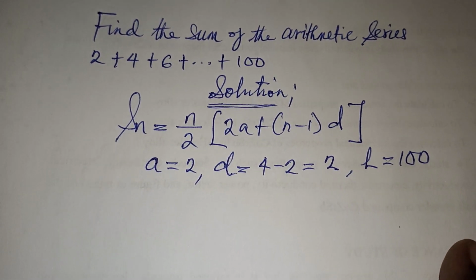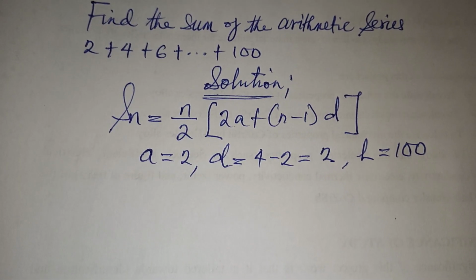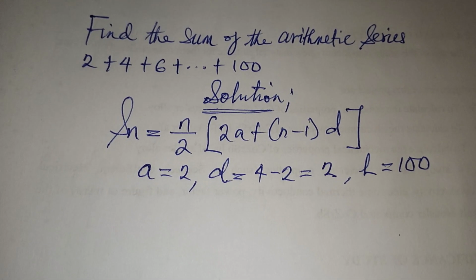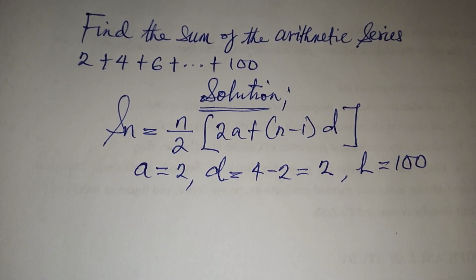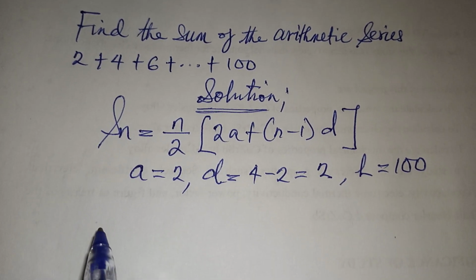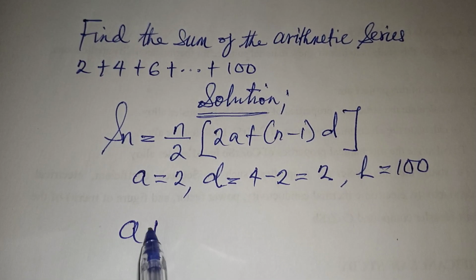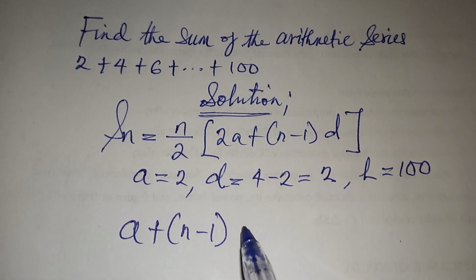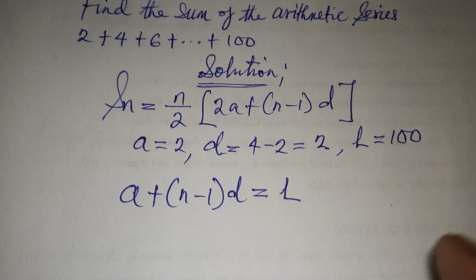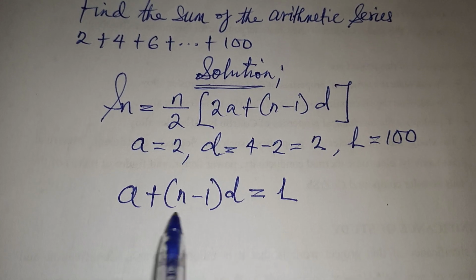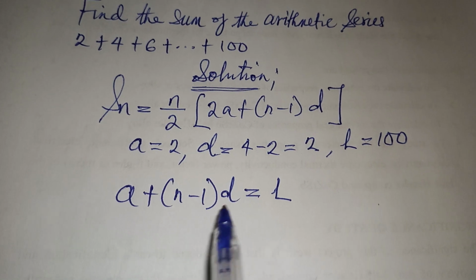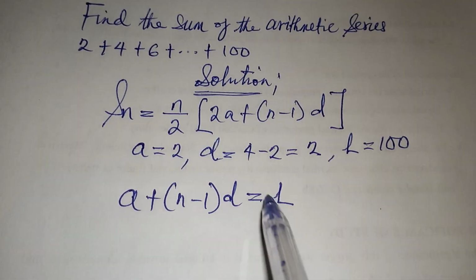So what are you supposed to do first? You're going to apply the formula that we introduced in the previous videos. If you've not watched them, I will drop the link in the description of this video, so just click and watch to get more information. We use the formula a plus (n minus 1)d equals L, because this is the formula for the nth term of an AP, used to calculate the number of terms when the last term is given, like this 100.